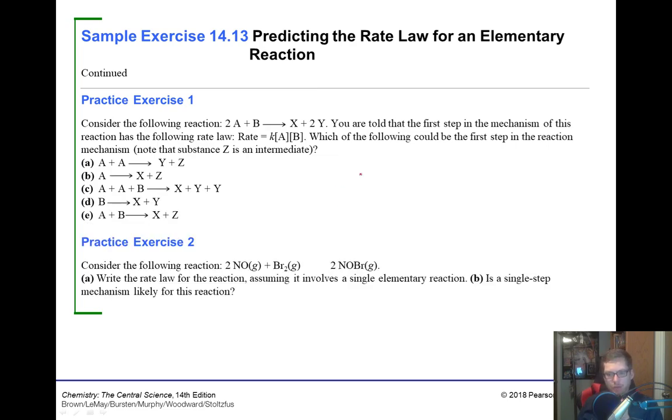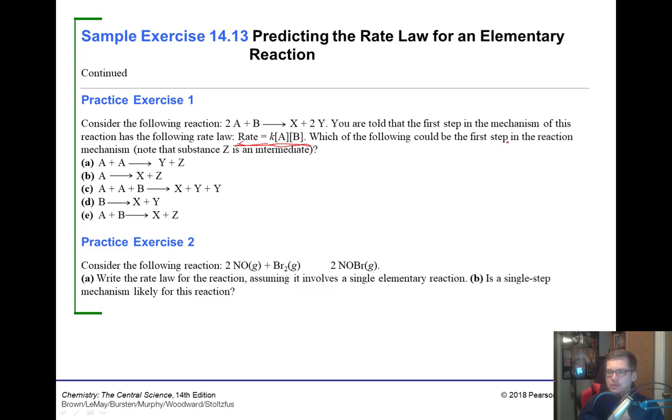It says consider the following reaction: 2A plus B yields X plus 2Y. You are told that the first step in the mechanism of this reaction has the following rate law. All right, so there's your rate law. Notice that it does not match this, so that means for sure that this is not an elementary reaction. That also makes sense because this would be termolecular, which is never an elementary reaction.